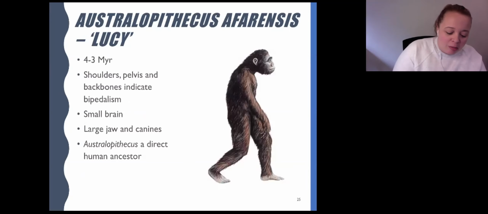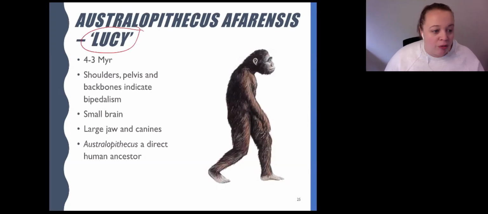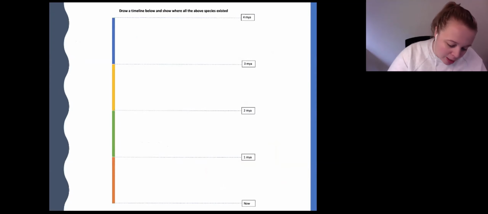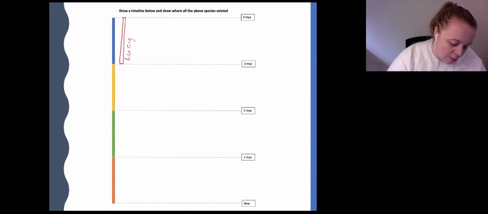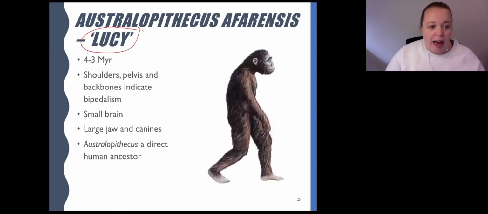This female fossil was found. Her name is Lucy. She is Australopithecus afarensis, and she is our first ever human-like fossil that we found. Now, based on dating methods of the fossils, we think that Lucy existed around this time here, between 4 million and 3 million years ago. So this is Lucy, or Australopithecus afarensis.